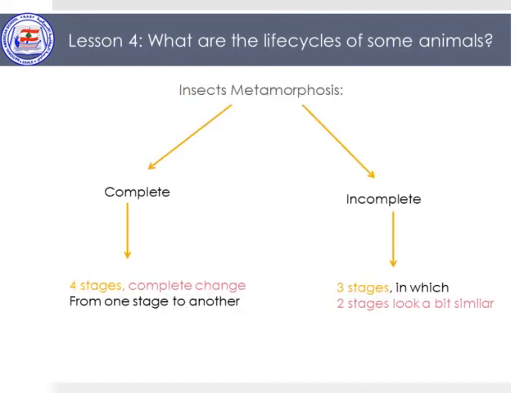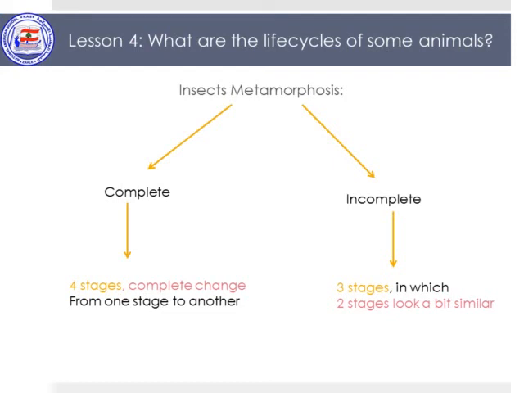Now let's explain insects' metamorphosis. We said that the two types of animals that go through metamorphosis are amphibians and insects. We explained the amphibians' metamorphosis. Now we are going to explain a little bit about the insects' metamorphosis. We have two types of insect metamorphosis. The first one is a complete metamorphosis and the second one is an incomplete metamorphosis. Let's see what the difference between them is.